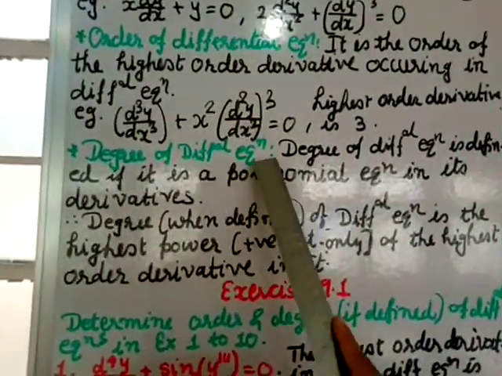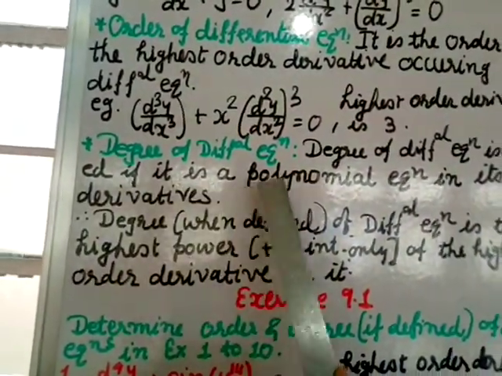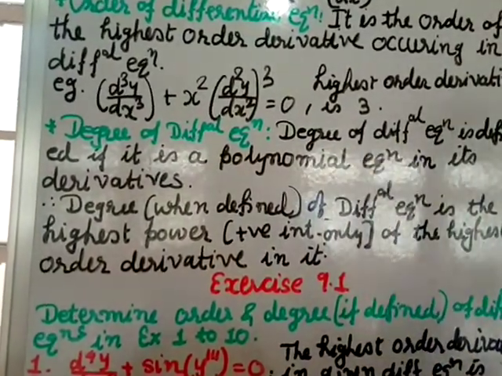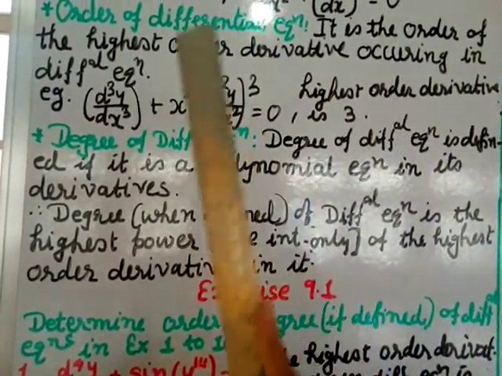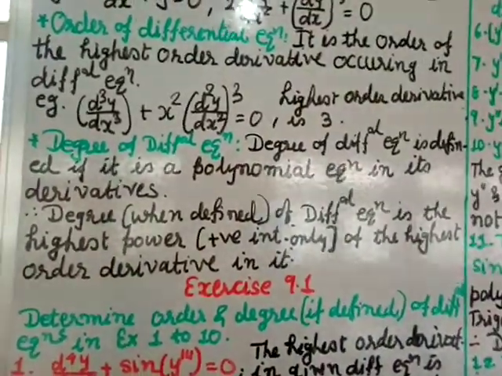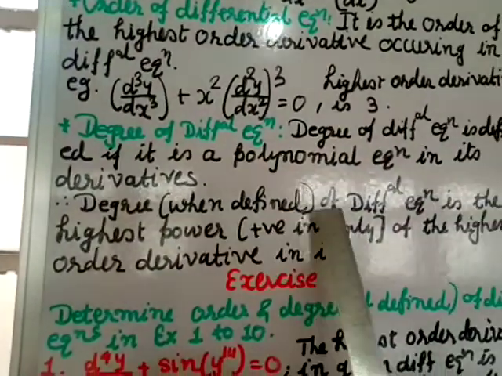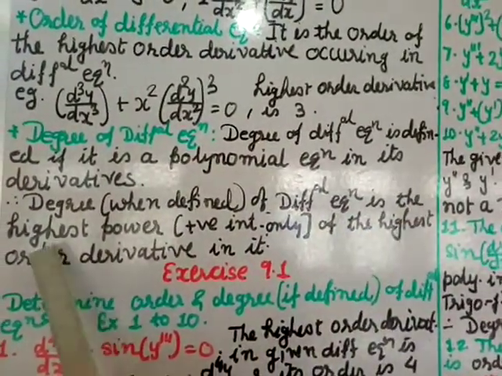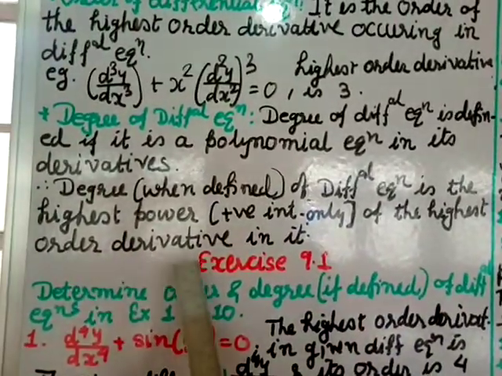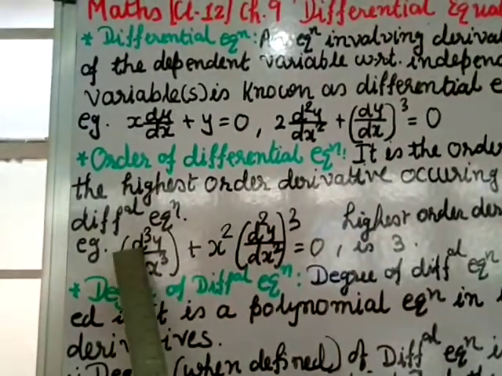Degree of differential equation. Degree of a differential equation is defined if it is a polynomial equation in its derivatives. So this degree is defined only if your given differential equation is a polynomial equation in its derivatives. Otherwise degree is not defined. Therefore degree, when defined, of a differential equation is the highest power, a positive integer only, of the highest order derivative in it. For example, you can look here, the highest order derivative is this one, power 3.